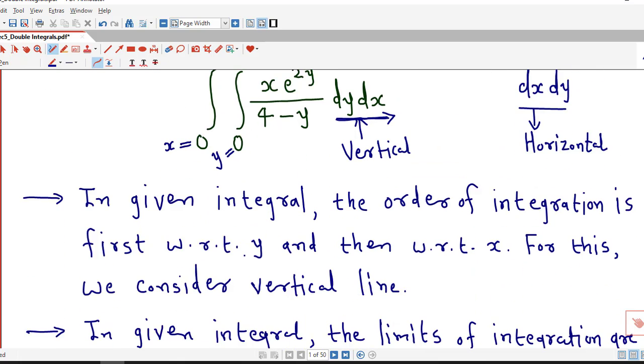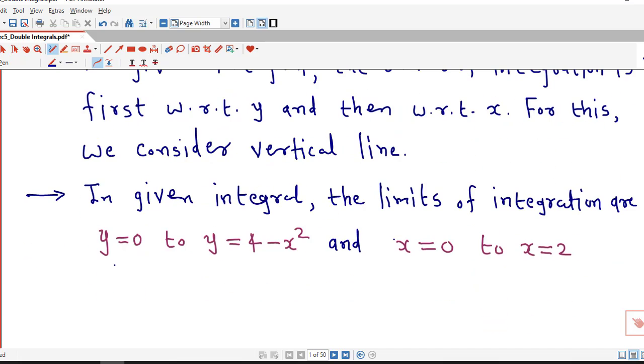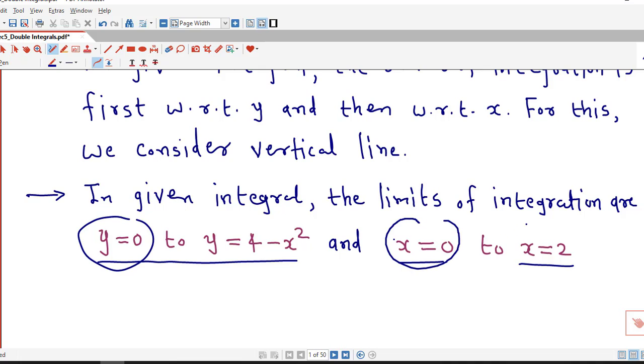So we have written the limits of integration. y is from 0 to y equal to 4 minus x square and x is from 0 to x equal to 2. So these are the three lines, and y equal to 4 minus x square is nothing but a parabola.